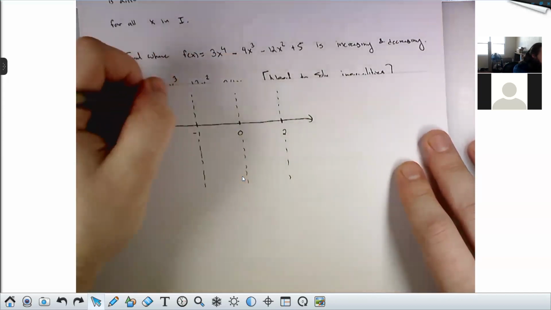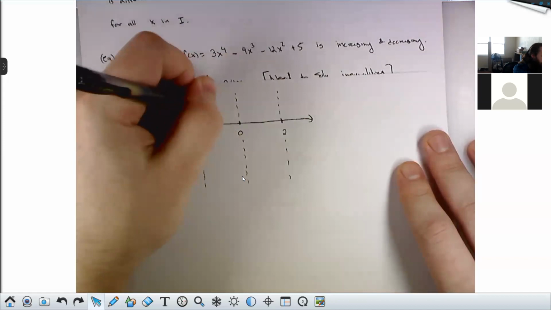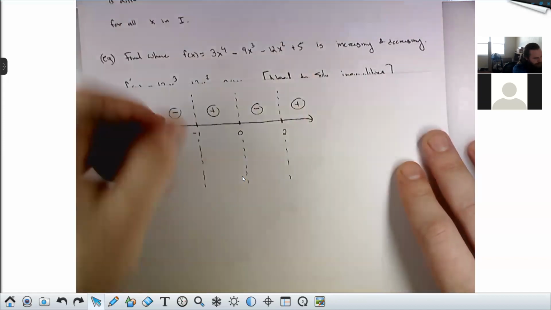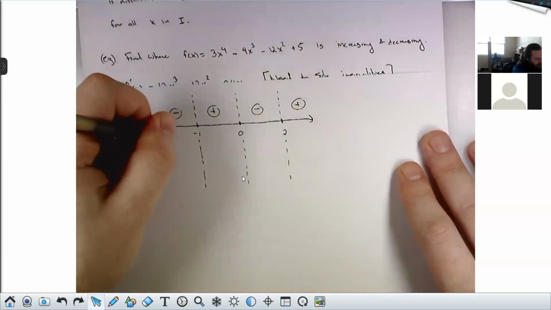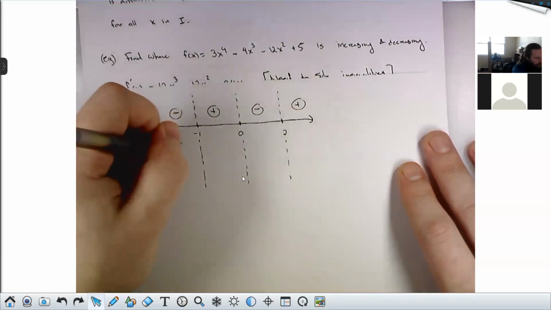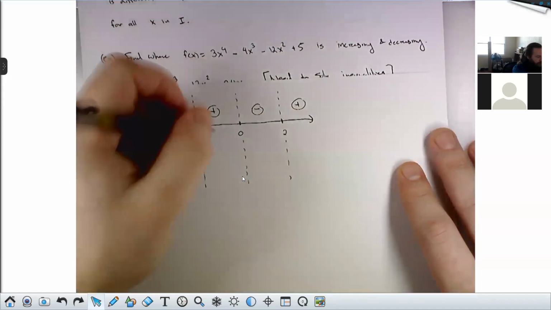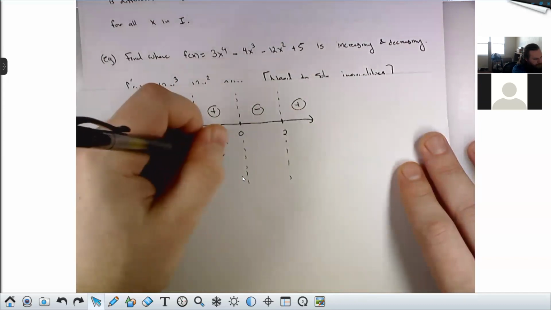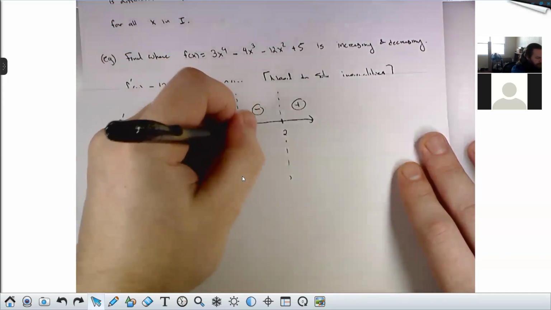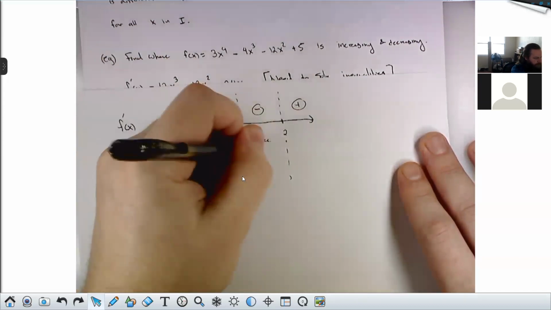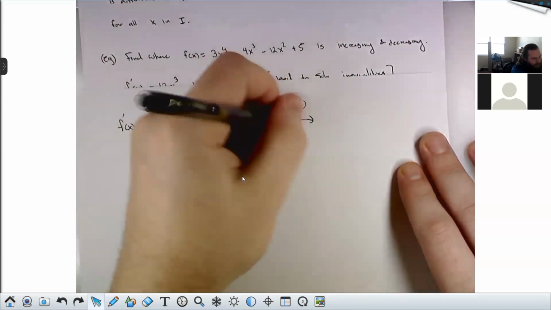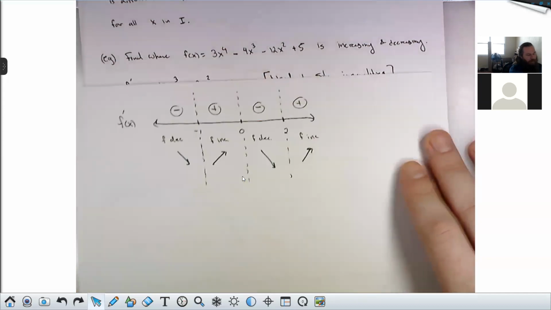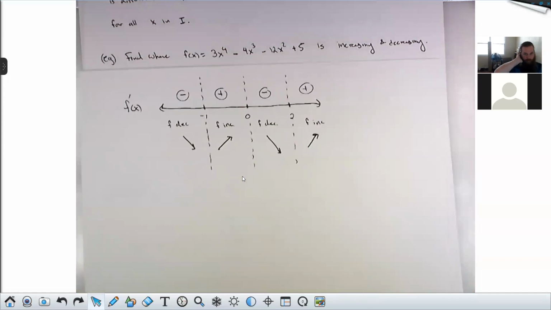Okay, and f prime was negative here, positive here, negative here, positive here. This means that f is decreasing here, going downhill. This means that f is increasing here, we're going uphill. This means that f is decreasing here, we're going downhill again. And this means that f is increasing here, going uphill again. Look at just what I have here.